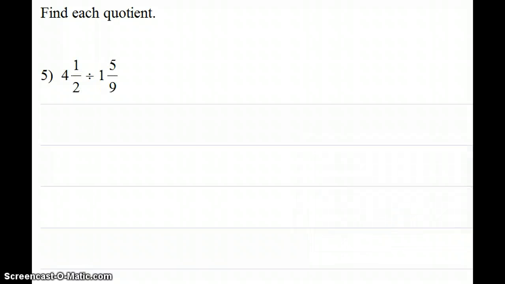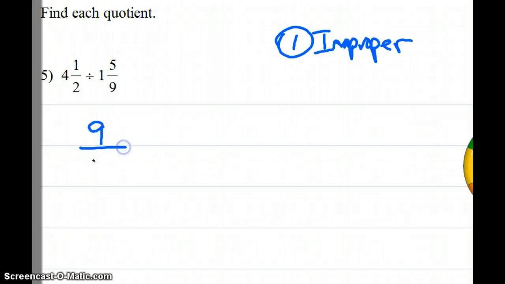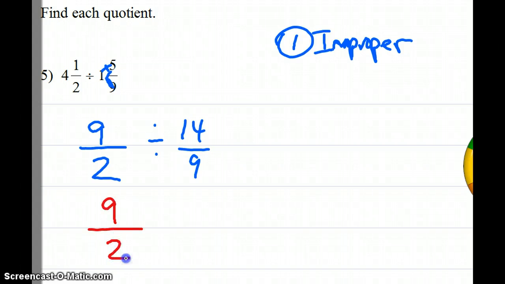Problem number 5 is a mixed fraction. A mixed fraction, again, when we have mixed fractions with multiplying and dividing, we want to change all of our fractions to improper. So improper, this fraction would be 9/2. The improper fraction of this would be 1 times 9 plus 5 is 14/9. If you don't want to do that first step, we can take our 9/2.